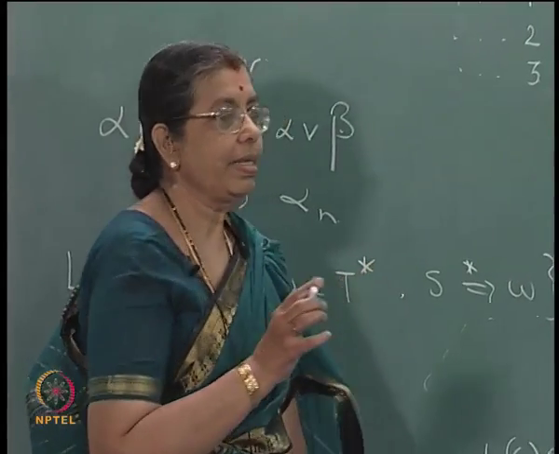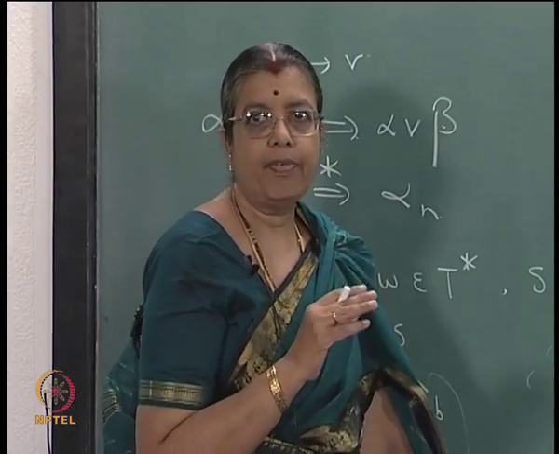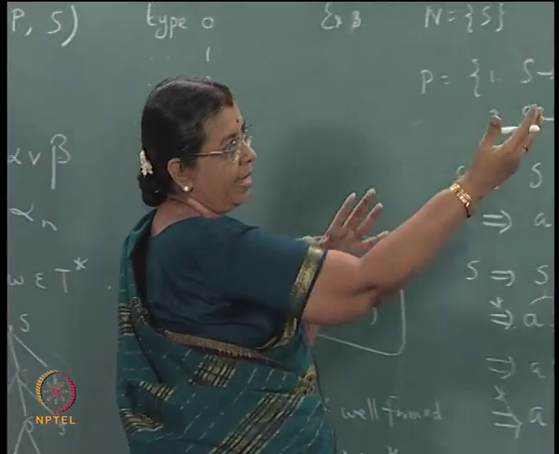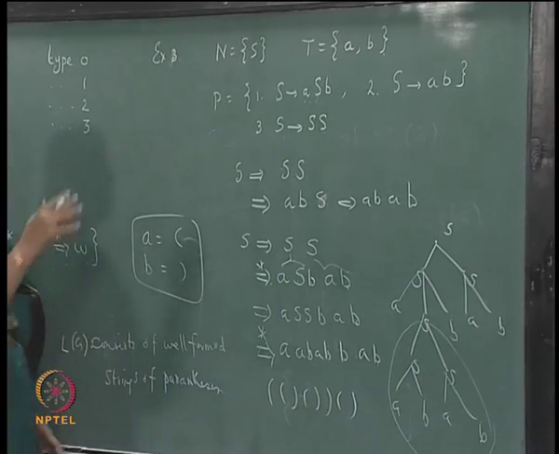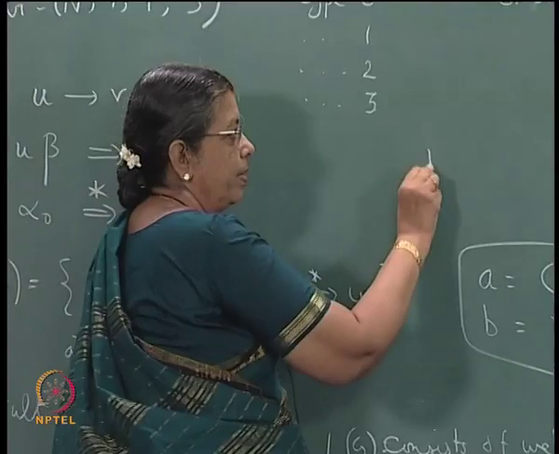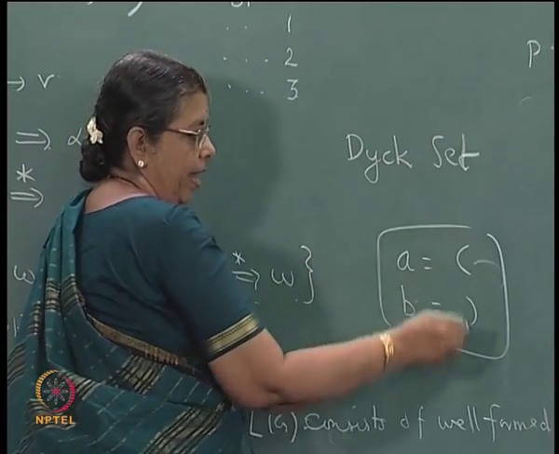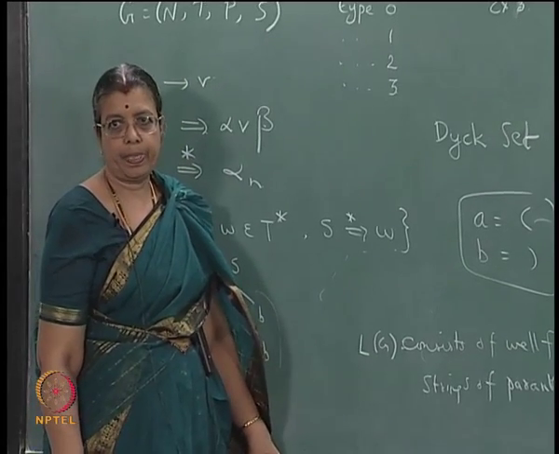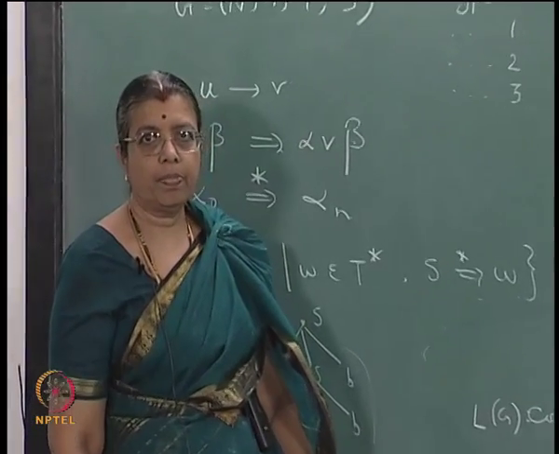This particular grammar and this particular language has certain special features. We will learn about that as we move. There is a difference between this and that such linear grammar. Not only that, I will again give one more example. There is a basic difference between this and other type. So, this is called a Dyck set. This particular language, well formed strings of parentheses, is called a Dyck set. Okay.